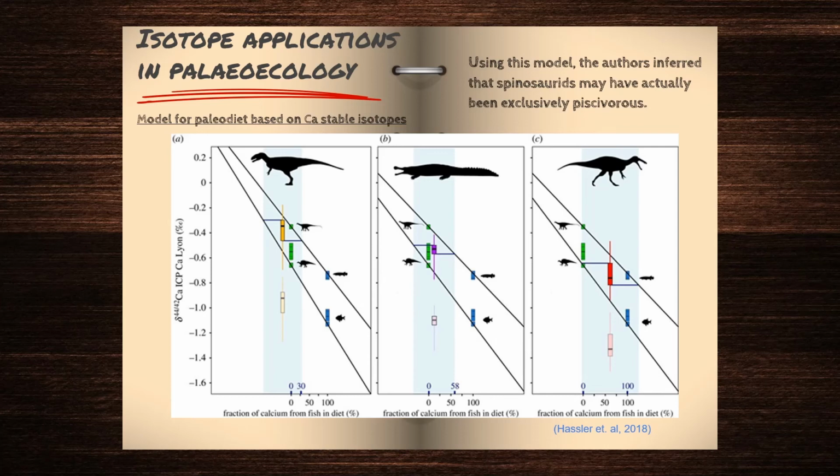Using this model, the authors inferred that the majority of non-spinosaurid theropods mainly fed on herbivorous dinosaurs, with less than 30% of their calcium being derived from fish sources. The giant crocodilomorph S. imperator likely exhibited a mixed diet, consisting of both fish and herbivorous dinosaurs, while the model supports a hypothesis by which spinosaurids may have actually been exclusively piscivorous.